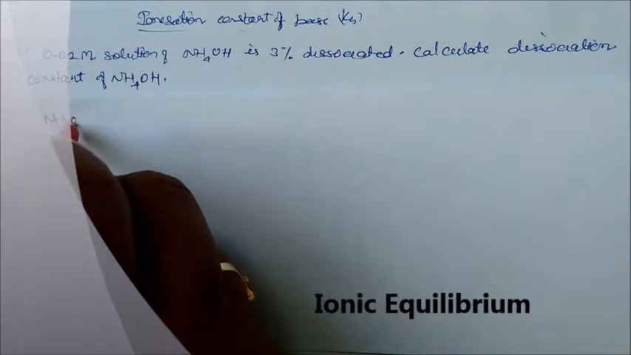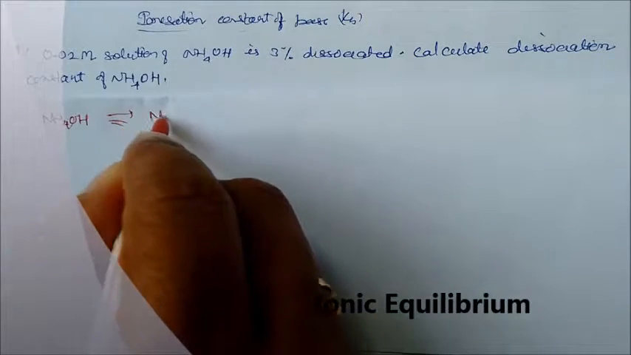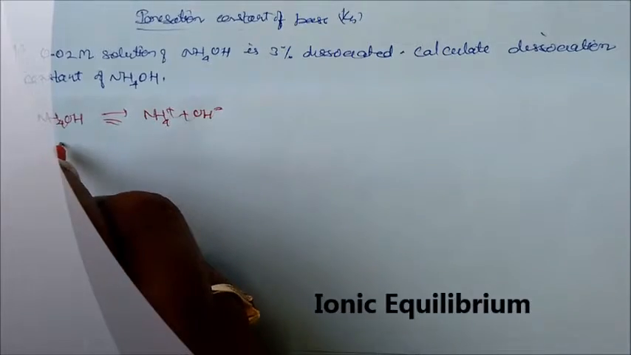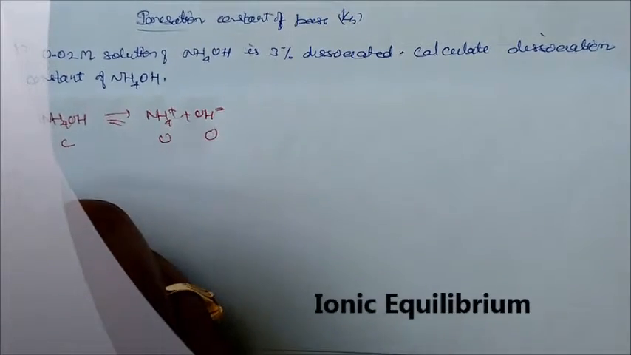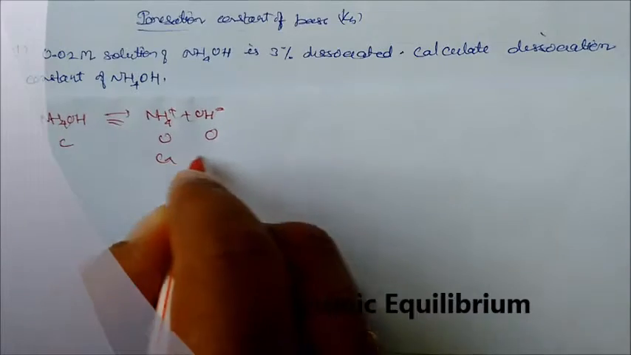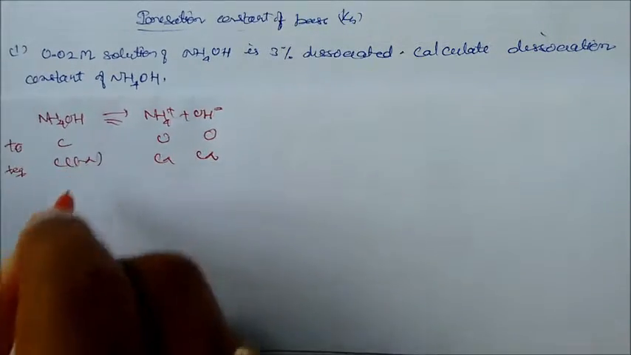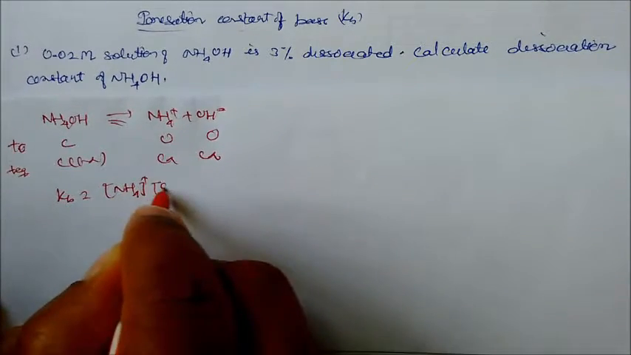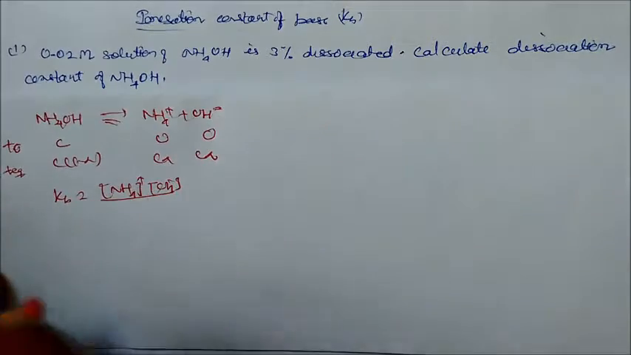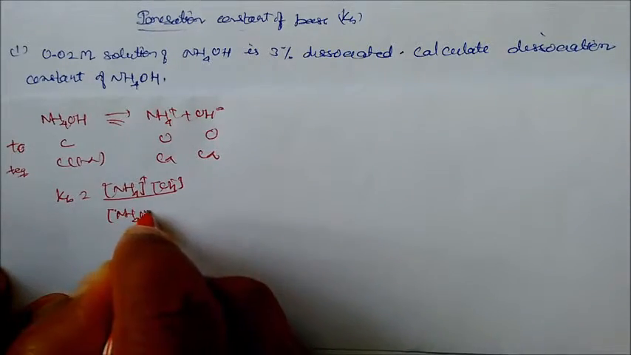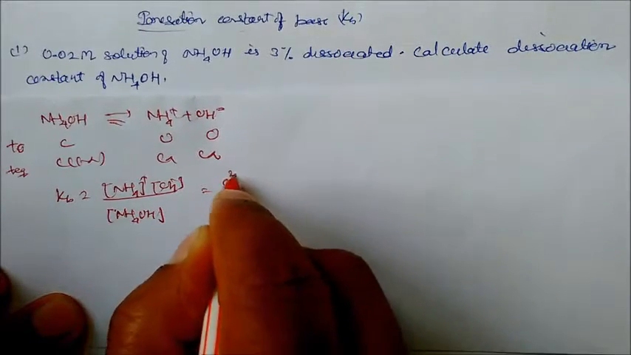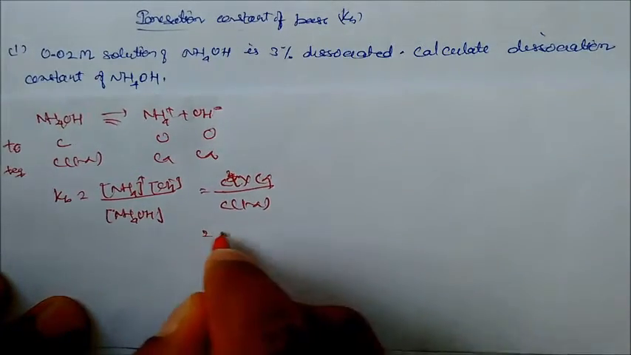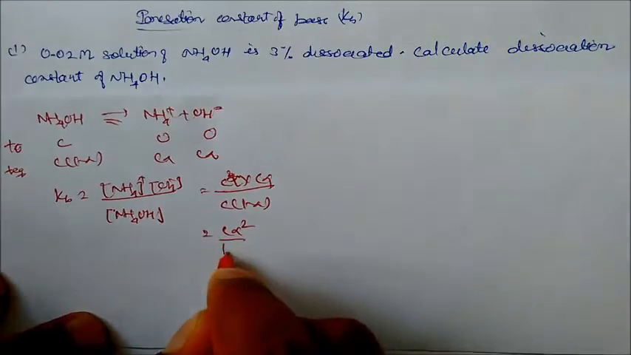So this is the ammonium hydroxide. So this will give you what? NH4 plus and OH minus. Initially at zero condition this will be C, this will be 0 and 0, and at equilibrium this will give you C alpha, C alpha, and C into 1 minus alpha. So we get Kb equal to concentration of NH4 plus and concentration of OH minus divided by concentration of NH4OH. So this is nothing but C alpha into C alpha divided by C into 1 minus alpha, or finally C alpha square upon 1 minus alpha.